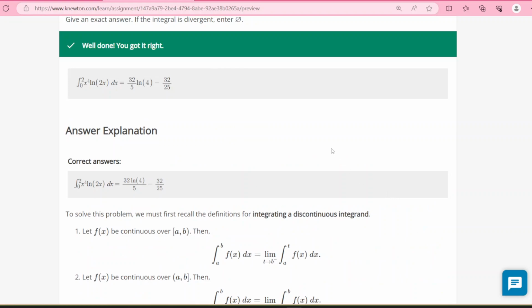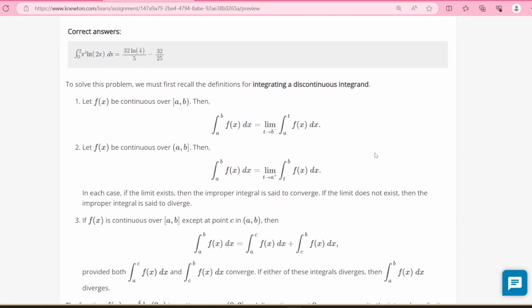Wonderful. All right, and again, read through, see again, they go over the different cases and the answer explanations, right? So we saw this case where it was the second case here where the function's not continuous at the lower limit. So I had t approach that limit from the right. If it's at the upper limit, I'm going to have t approach that value from the left.